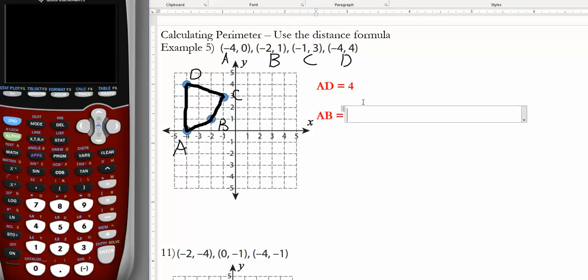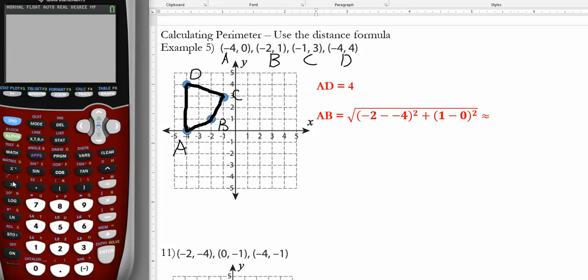Now the way you figure out your x2, x1, y2, y1 on this one is the first point's A, the second point's B, and that's the simplest way to do it. So what is the x-coordinate of B? Well, it's negative 2 minus the x-coordinate of A, negative 4. And of course we're going to square that per the formula. Then we're going to add on the y-coordinate of B minus the y-coordinate of A, and we're going to square that, and finally place it all inside of the square root.